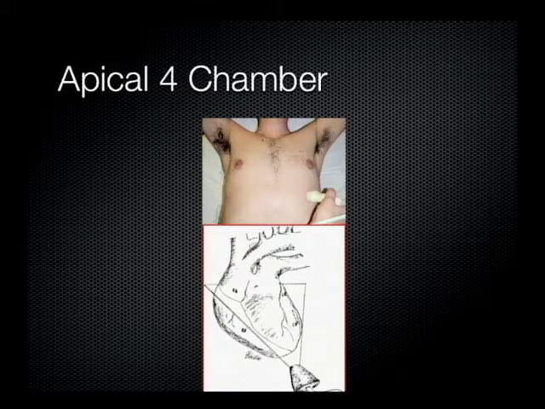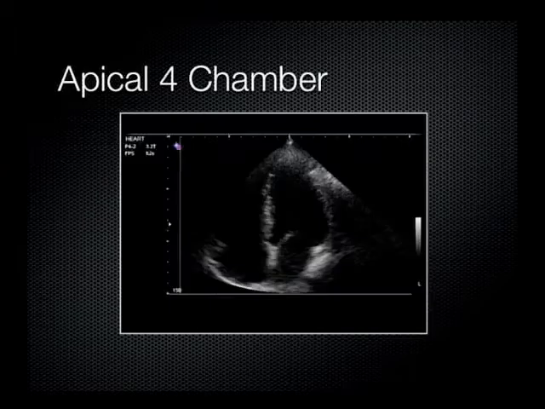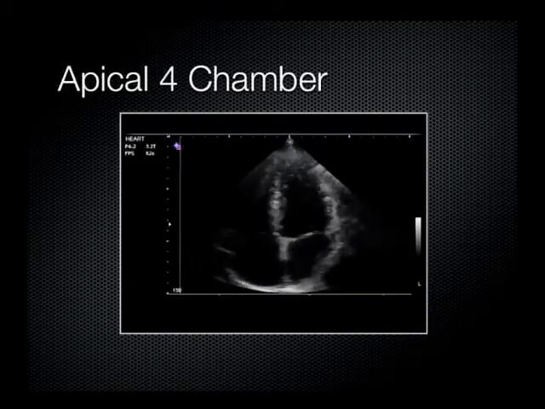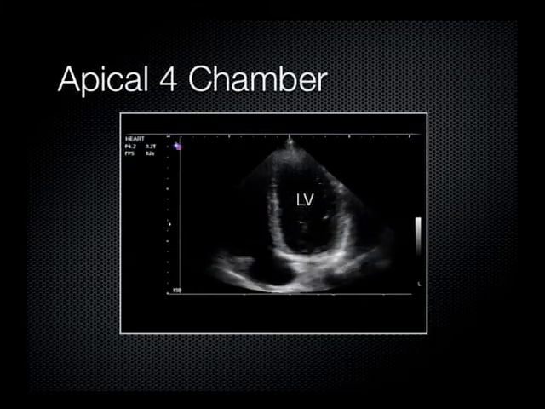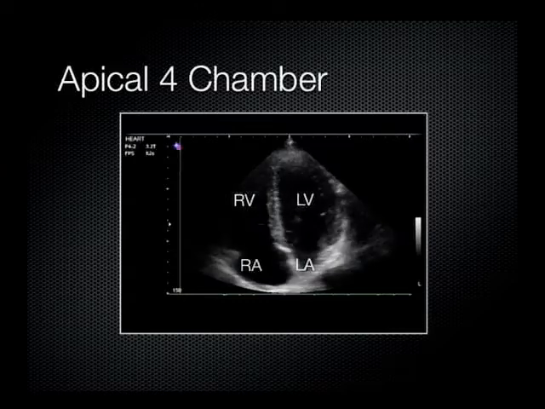You want to place the probe in the fifth intercostal space, usually near the point of maximal impulse. Aim the probe towards the right shoulder with the probe marker to the left. And patient positioning really helps in this view. You want to try to put the patient towards his or her left side. And here's a clip of the four-chamber view with the left ventricle, right ventricle, left atrium, and right atrium being demonstrated.